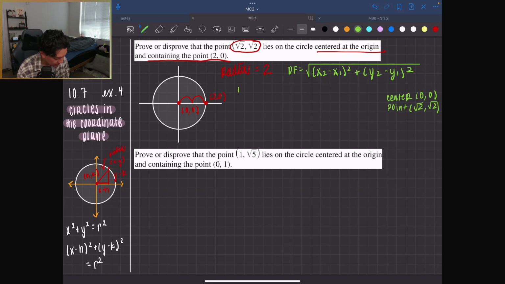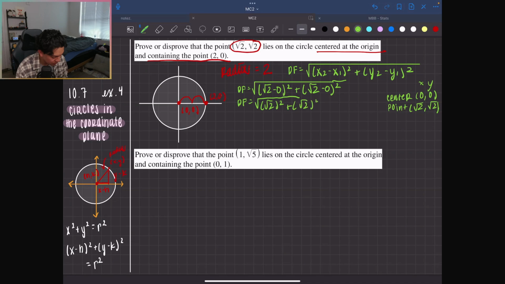All right, let's go ahead and substitute these values. So the distance formula is equal to the square root of, so our x sub 2 is our second x value. So if this is our x and our y, it's going to be root 2 minus 0 squared plus, what is our y sub 2? It is our second y value, which is our root 2 again, minus 0 squared. All right, let's go ahead and just simplify this. Root 2 minus 0 is just root 2. So we have root 2 squared plus root 2 minus 0 is, again, root 2 squared.